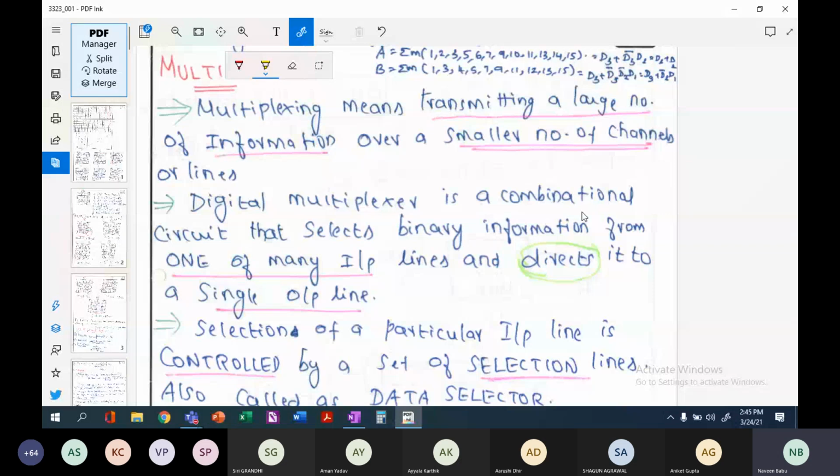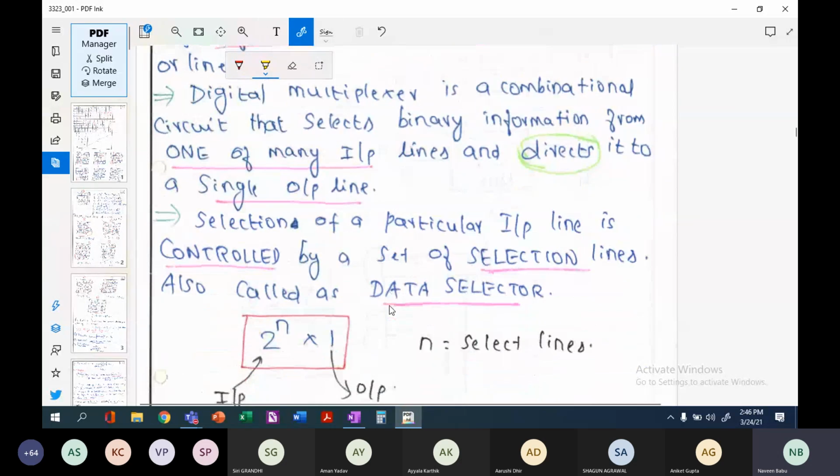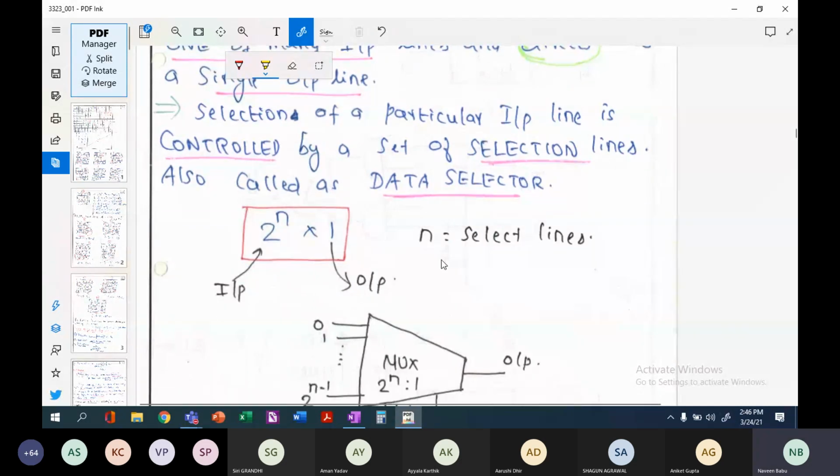So a digital multiplexer is a combinational circuit which selects the binary information from one of many input lines and directs it to the single output line. The selection of a particular input line is controlled by a selector line, and this is called the data selector. Now, how does it look like?